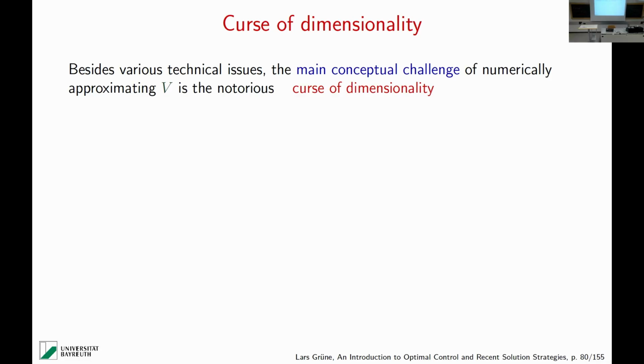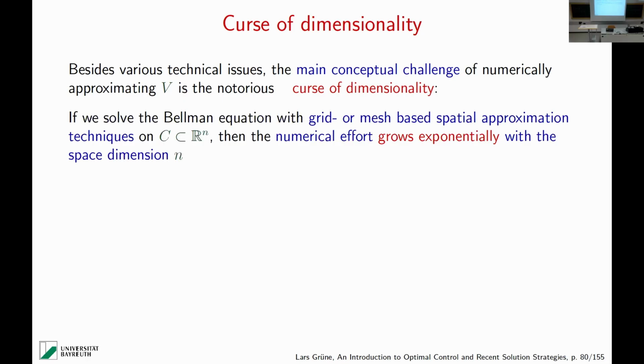And this is not a new finding. The curse of dimensionality, the expression goes actually back to Richard Bellman, who had also invented the Bellman equation, or at least it was named after him. So he already realized that this is all conceptually and mathematically a beautiful theory, but it has problems if you want to use it numerically. And the reason is the following. And this is what I said before. The numerical effort usually grows exponentially with the space dimension n, if we want to solve the Bellman equation on some subset of Rn.